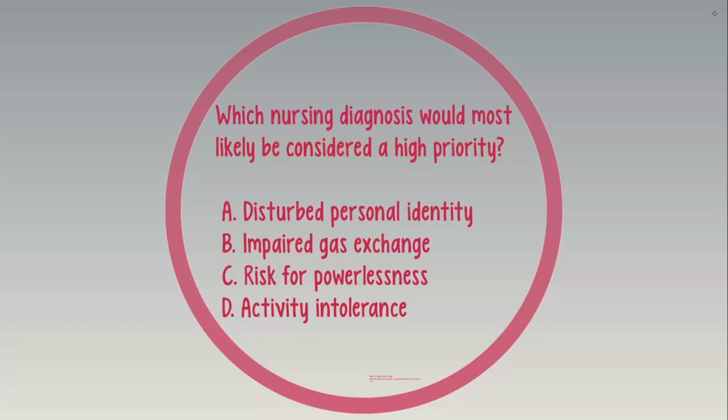Then we might go to maybe a risk for powerlessness, depending on what the patient is going through. That might be our next priority, or it could be the disturbed personal identity. Both of those are social type nursing diagnoses and might come further down the road. So it really depends on the patient and what their needs are, maybe what their preferences are for those two. But definitely the impaired gas exchange is one, activity intolerance is two. The other two, we could probably argue either way that those could be three and four.